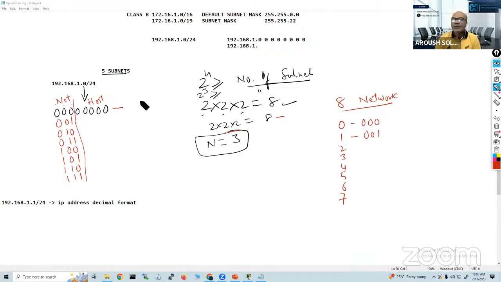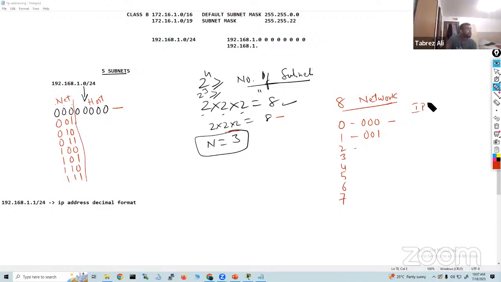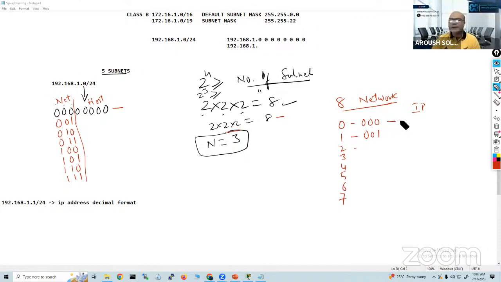Now this is the 8 networks. In one network, how many IP addresses will we get? Tabrez, you tell me. Hafiz, don't tell the answer, let Tabrez answer this. 8 networks we got. So in each network, how many IP addresses will I get?